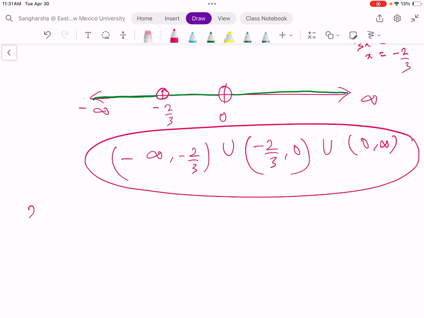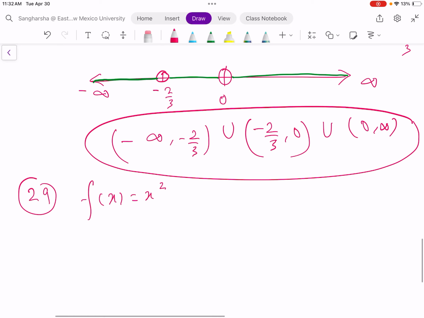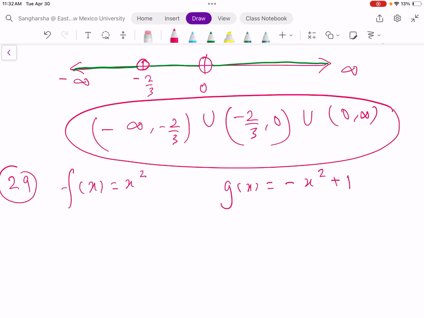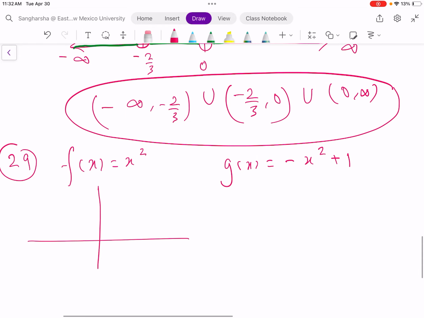Now in number 29, our basic function f of x is x squared, and we need to graph the function g of x equals -x squared plus 1. This is what we need to graph. Let's start by drawing a graph for this basic function. What kind of basic function is this? This is a quadratic function, and the graph of a quadratic function is a parabola, right?